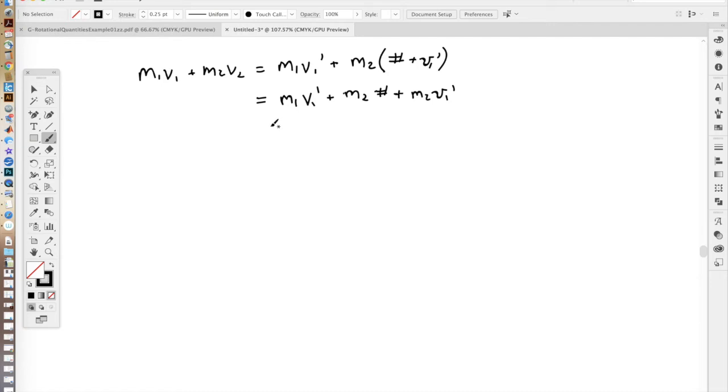Okay, so then what we can do is pull the v1 primes together. That's equal to m1 v1 prime plus m2 v1 prime plus m2 times number.